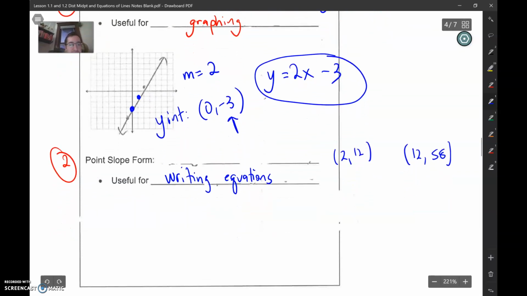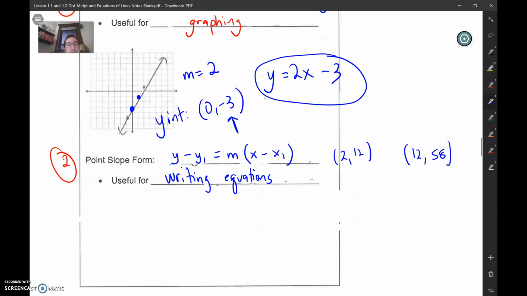And point slope is y minus your y value of a point equals your slope times x minus an x value. So notice, we've got a y1, which is your y value, we've got an x1, which is your x value, and we've got your slope, along with the x and the y that don't change. Okay, that is point slope. Why is it called point slope? Because you have a point, which is your x1 and your y1, and you've got your slope, which is m.